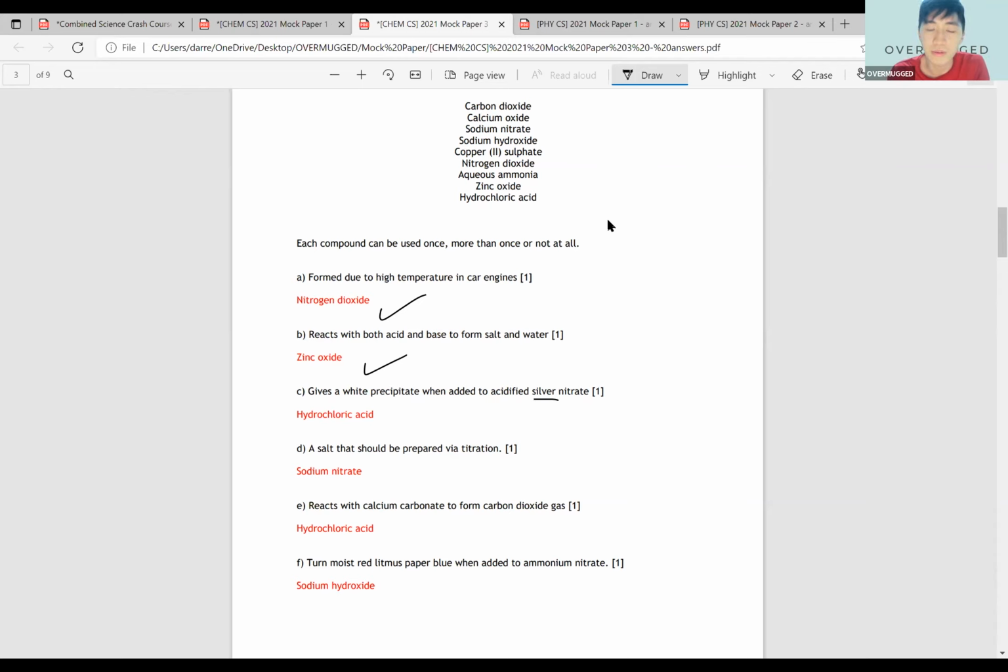Silver, white precipitate. What is this white precipitate? We are talking about silver chloride, which is your insoluble salt. Therefore, you need something with chloride, therefore hydrochloric acid. Titration is for soluble salts, so sodium nitrate. Acid plus carbonate to produce carbon dioxide gas. Turning your litmus paper red to blue when added to ammonium nitrate? What is happening is an alkali plus ammonium salt reaction, producing ammonia gas.